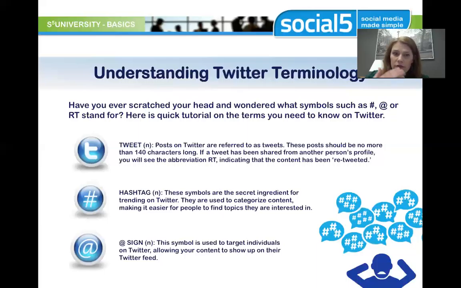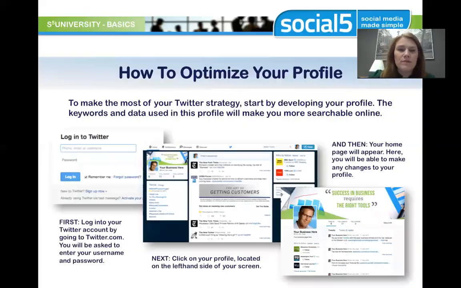So that's kind of the basics there of the three things that you're going to see the most of on Twitter. Now, something that we really recommend that you do is optimize your profile on social media. The reason you want to do that is it makes it more searchable by search engines, and it also will tell a little bit about your company and make sure that people know something about you when they start following you.